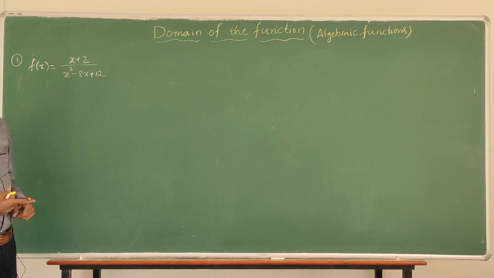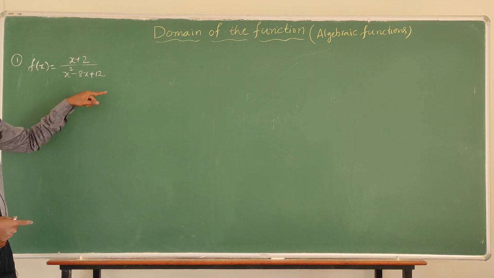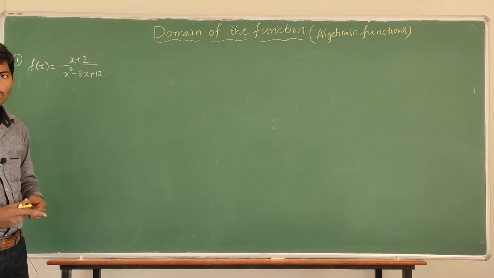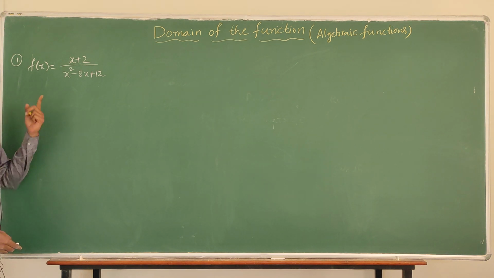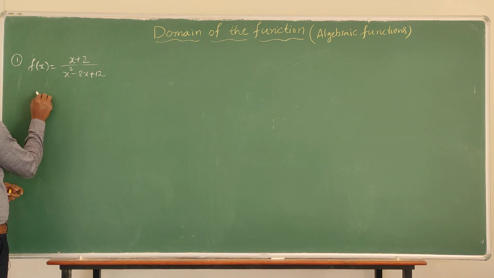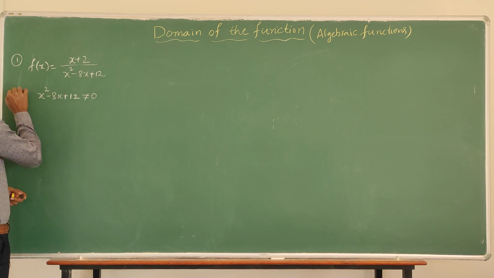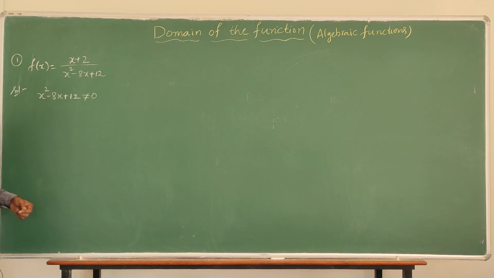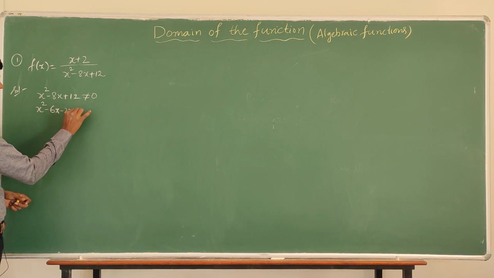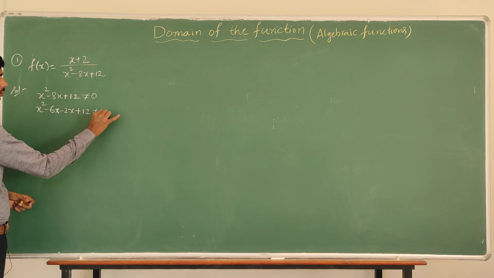So in order to find the domain, the denominator of the function should never be 0. So here the denominator x square minus 8x plus 12 is not equal to 0. Now 8x I can express as minus 6x minus 2x. So x square minus 6x minus 2x plus 12 is not equal to 0.